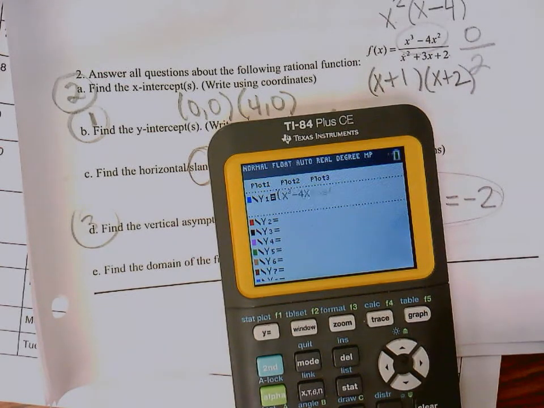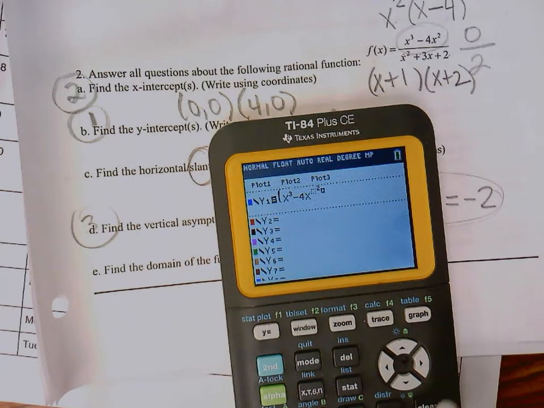Oops, what is this? X cubed minus 4x squared. Oh, struggling.